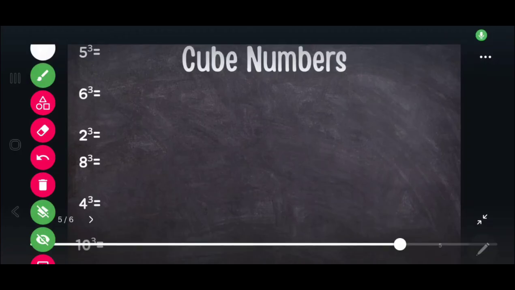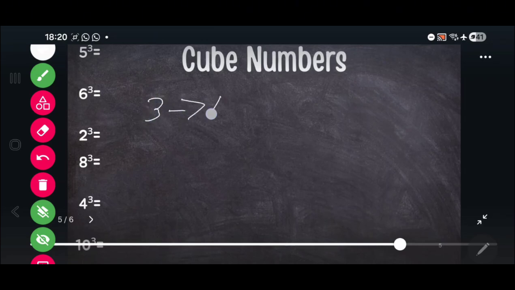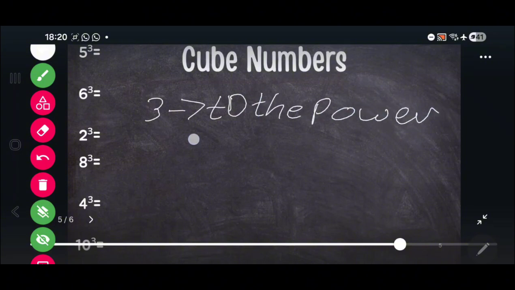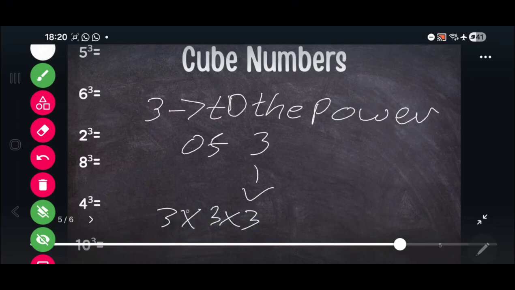Doing our 6 cube number questions. Now, cube numbers are a little bit more complicated than square numbers because this little 3 also means to the power, but it means to the power of 3. Basically what that means, say we had the number 3, we'll do 3 times by 3 times by 3.